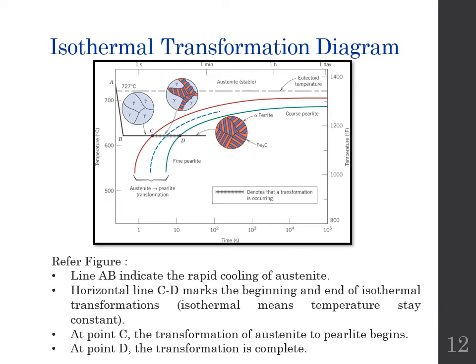So what is the meaning of isothermal? Iso meaning one, thermal meaning heat. It means that the temperature will stay constant, the same along the transformation. Point C is where the transformation of austenite will begin. It will transform to pearlite bit by bit. And point D is where the transformation is complete, meaning it is completely transformed to pearlite.